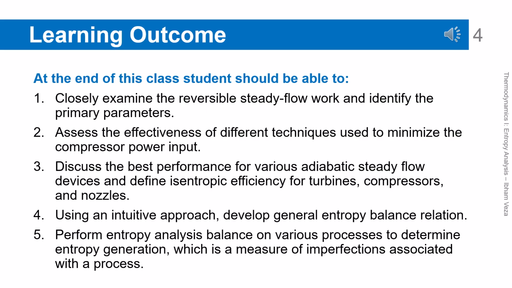The core of this chapter is to derive and apply the general entropy balance relation. From this, entropy generation is used as a measure of process imperfection. With these skills, the quality and efficiency of thermal processes can be evaluated systematically.